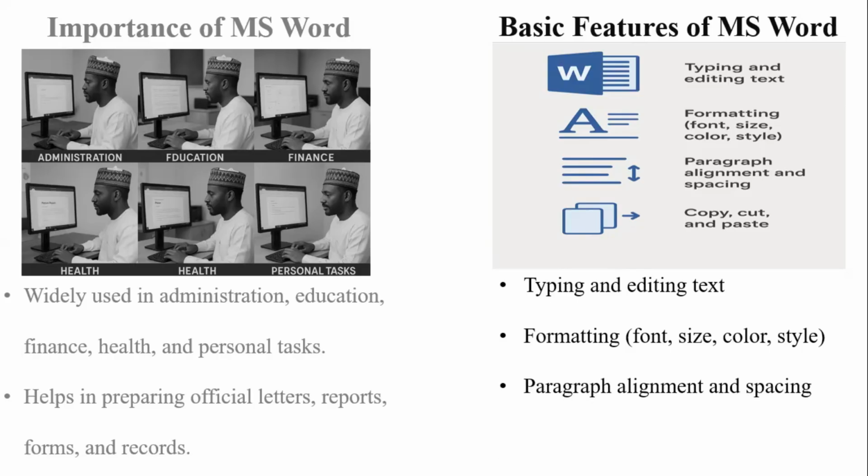Then we also have paragraph alignment and spacing, most especially for those that are writing a paragraph project. So each and every paragraph, you have the way to align it. And also we have spacing. All this spacing that you are seeing between each and every word, there is space. So it's among the features of Microsoft Word, and it's among the features that it can perform.